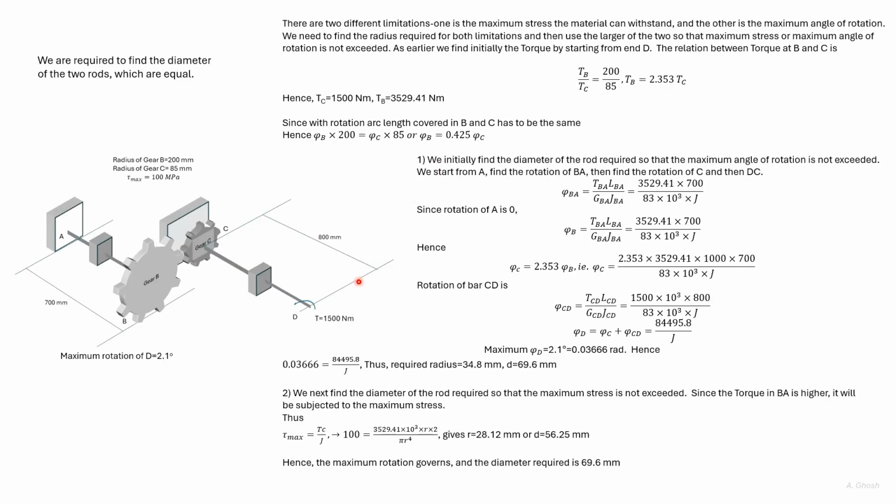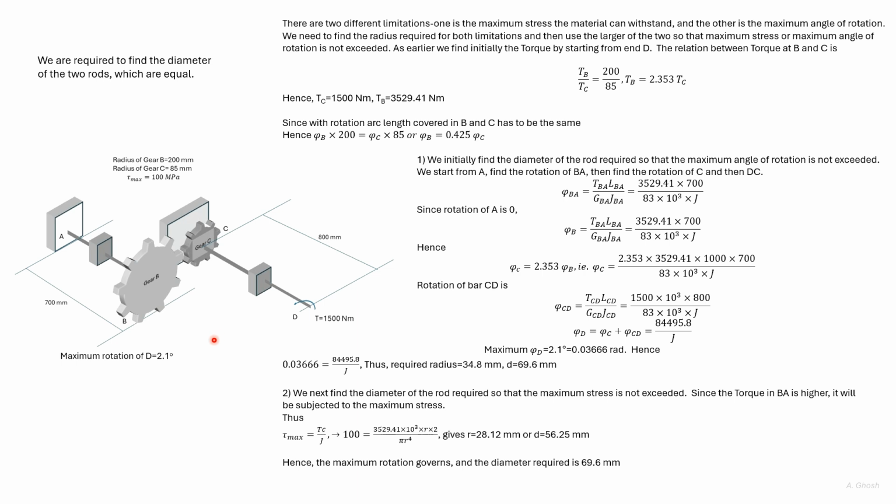Here we have a problem that is similar to the last two problems. A torque is applied here and we are given the radius of gear B and gear C. We are not given the radius of AB and CD, which are equal. We are given the maximum shear stress and the maximum rotation. So there are two limitations. One is the rotation and one is the shear stress. We are required to find the diameter of AB and CD.